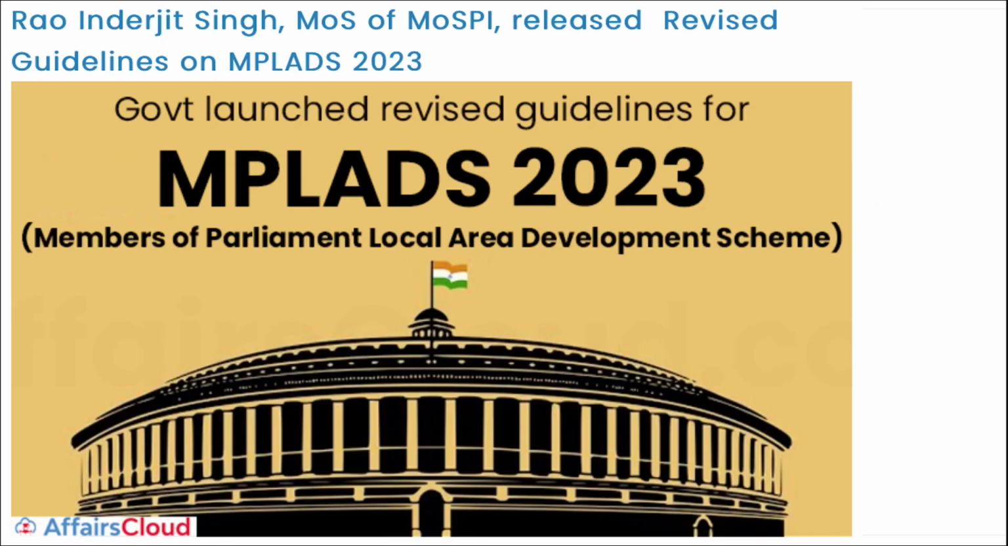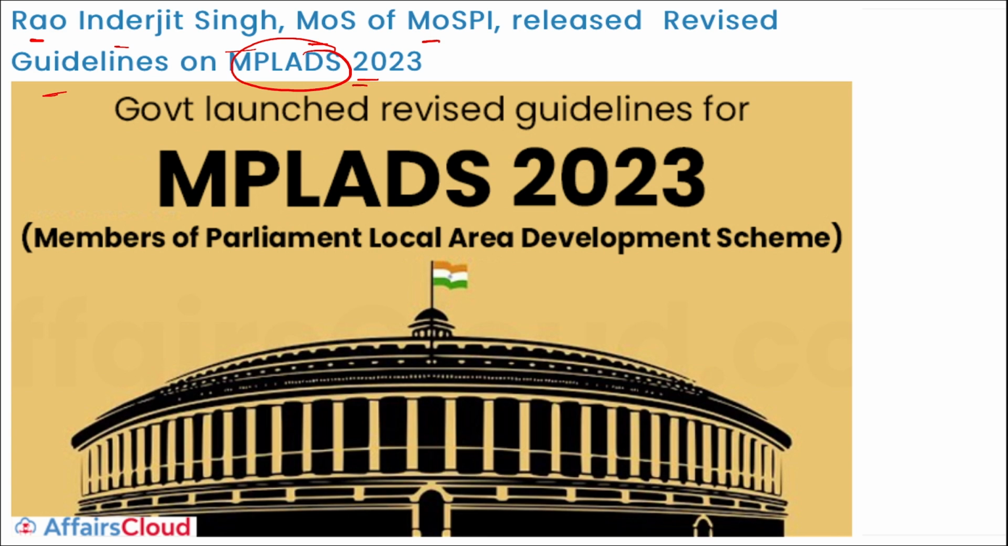Let's start. First we are talking that Rao Indrajit Singh, who is our Minister of State for Statistics and Program Implementation, that is MOSPI, has recently released the revised guidelines on MPLADS for 2023. What is this MPLADS? It is your Member of Parliament Local Area Development Scheme. So recently, who has released this revised guidelines on Members of Parliament Local Area Development Scheme? It will be your Rao Indrajit Singh.